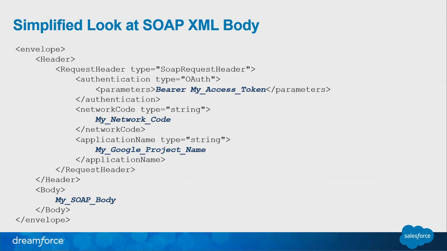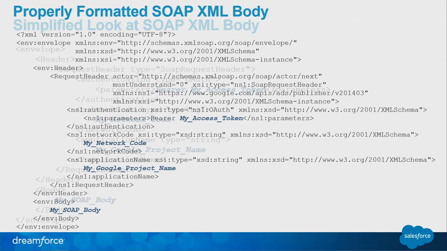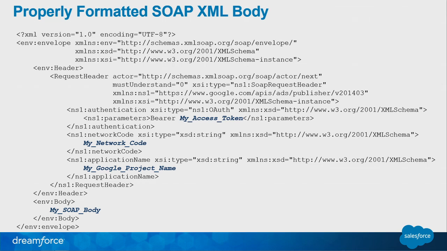So this is kind of an example, but obviously that's not going to work. This is how it looks for real. You know, a lot of SOAP kind of junk. And you can see that you have the access token right there inside the authentication node. You have the network code inside the network code node, and the project name and the application name. I recommend that you use the XML stream writer to format this. It's a lot easier and much more reusable, obviously, than just hard coding a string.